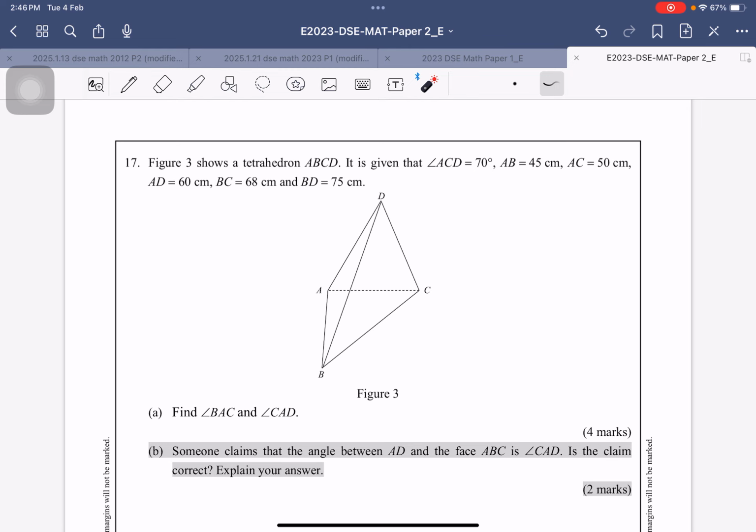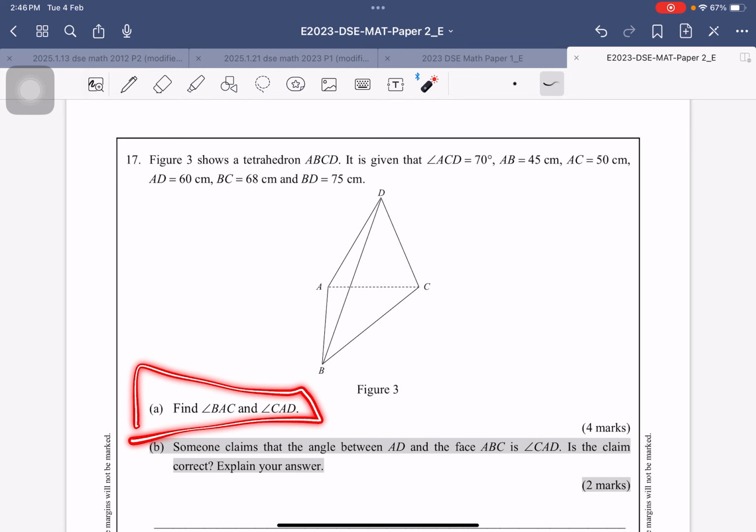So for this part, I will only talk about part A. Part B, you don't need to do. I'm not going to teach it as well.